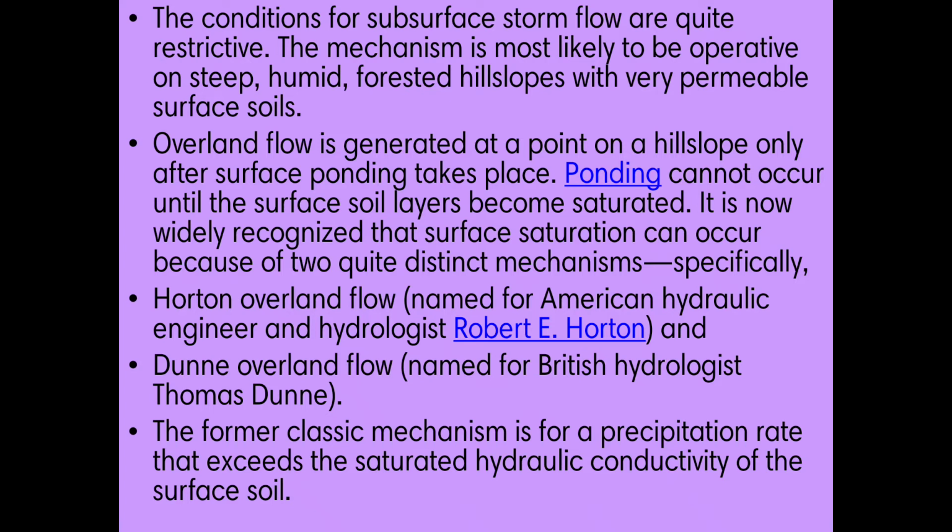It is named for American hydraulic engineer and hydrologist Robert E. Horton. And the second one is the Dunne overland flow, which is named for British hydrologist Thomas Dunne. The former classic mechanism is for a precipitation rate that exceeds the saturated hydraulic conductivity of the surface soil.